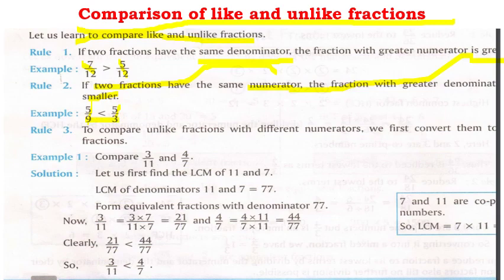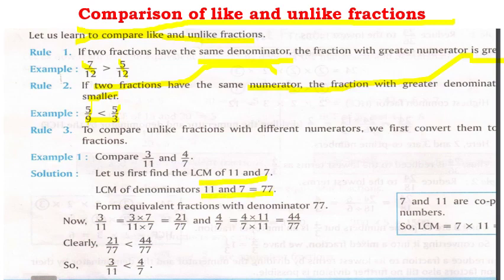Now we have another way of comparing unlike fractions where we find the LCM of the denominators. Look one example. Compare 3 by 11 and 4 by 7. So now they both are unlike. Neither their numerators are same nor their denominators are same. Can you see? Yes. So what we will do? We will find the LCM of 11 and 7. When you will find the LCM of 11 and 7, it will be 77.